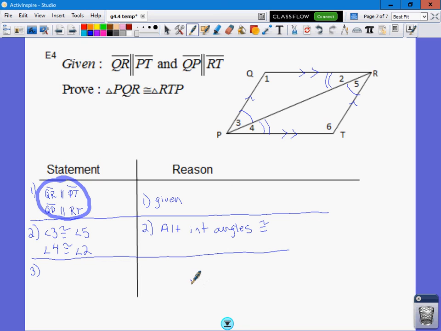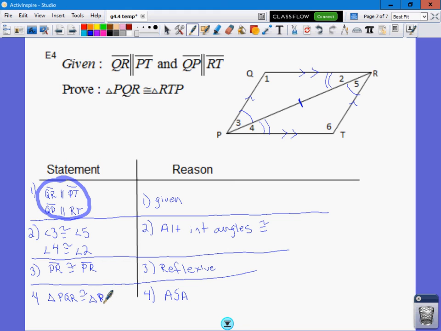What else is missing? I see I have two angles. PR, the side, PR is congruent to PR. That's the reflexive property. Again, once I know it's congruent, I should mark it congruent to itself. Can I prove the triangles are congruent yet? It would be ASA, angle, side angle. So I could state that triangle PQR is congruent to triangle RTP. Questions?